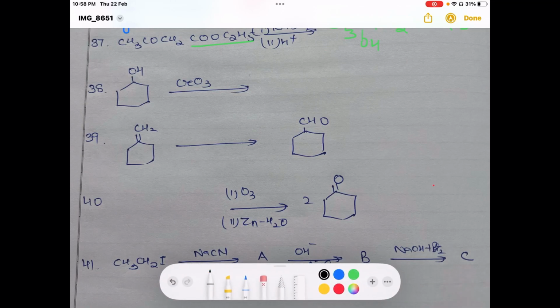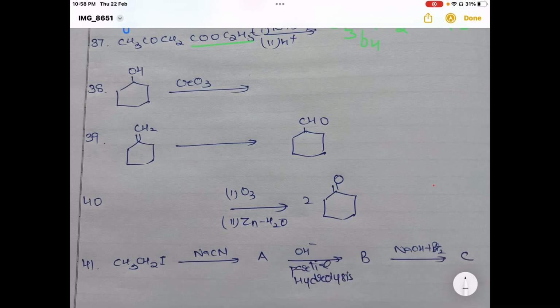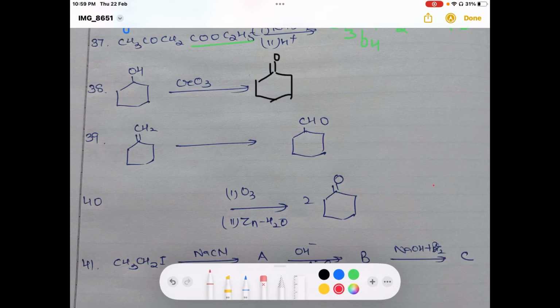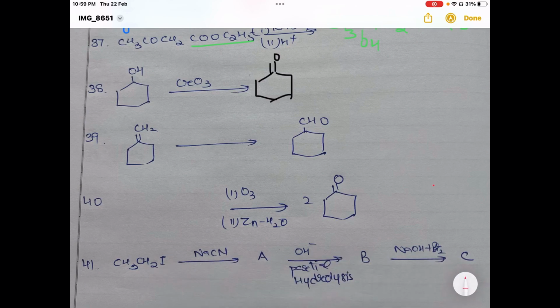Next we have a reaction with CrO3. CrO3 is a mild oxidizing agent, so it changes alcohol into a carbonyl part. Next we have formation of cyclohexyl carbaldehyde from the double bond CH2 part. So this we do with the help of hydroboration-oxidation reaction, followed by PCC, selective oxidation.